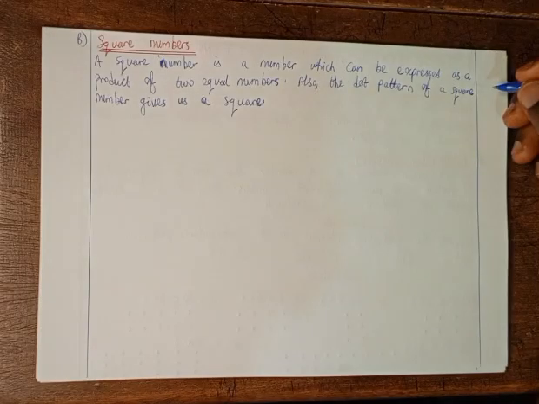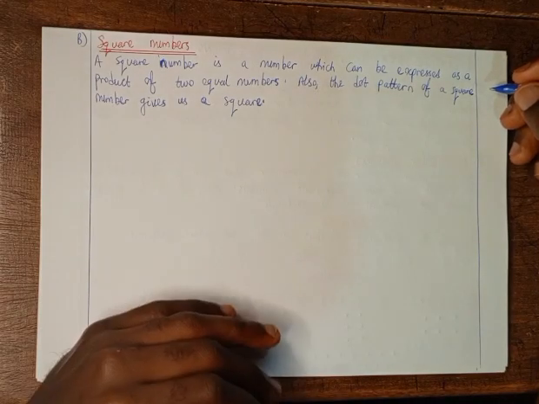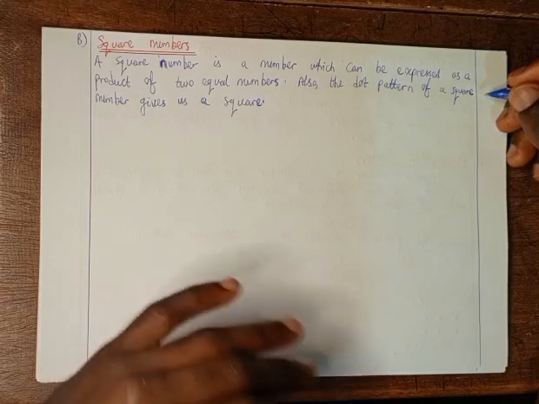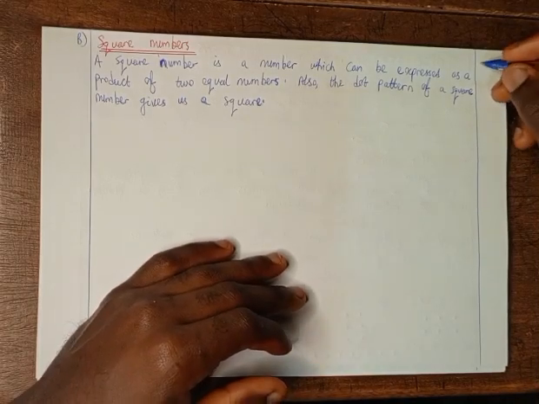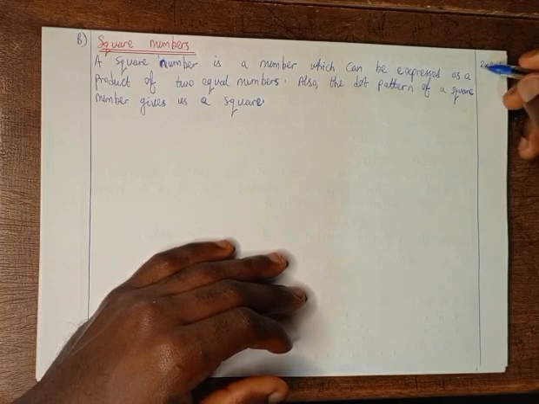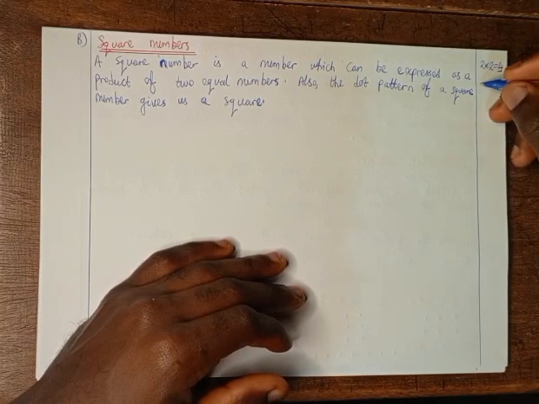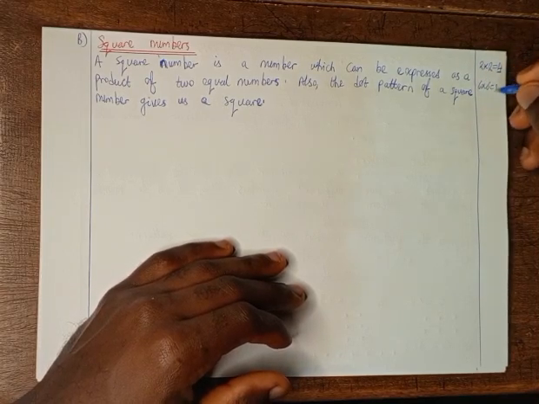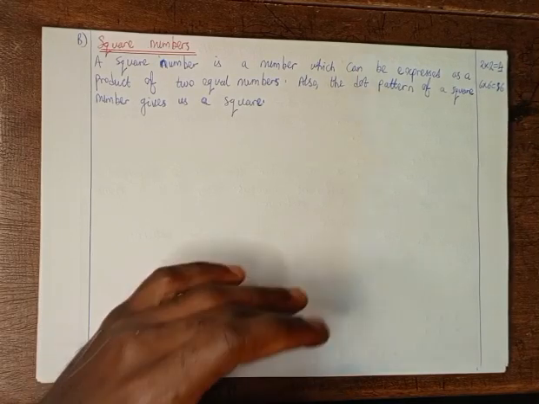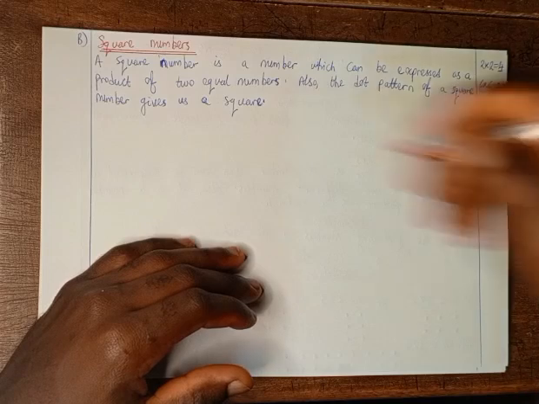So for us to obtain square numbers, we simply take any number, we multiply a number by itself. For example, if we take 2 times 2, it gives us 4. 4 is a square number. If we take 6 times 6, it gives us 36. 36 is a square number, and so on. Let's take now an example.